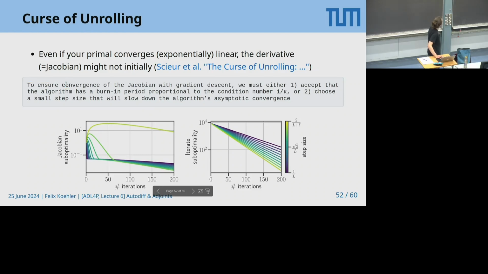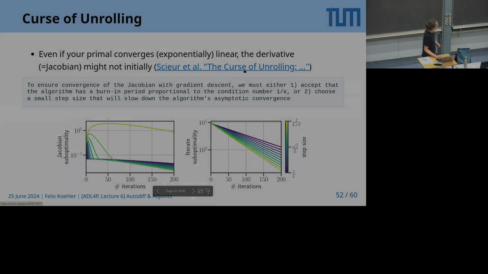They say that to ensure the convergence of the Jacobian with gradient descent, so basically the derivative, we must either accept that the algorithm has a burn-in phase proportional to the condition number, which is this burn-in phase, or we choose a small step size that will slow down the algorithm's asymptotic convergence, meaning we just have to make CG converge slower. You don't want your CG to converge slowly, you want it to converge fast, but then you will get burn-in. So there are a lot of open questions that still need to be discussed within Autodiff. I think this is a paper from 2022.